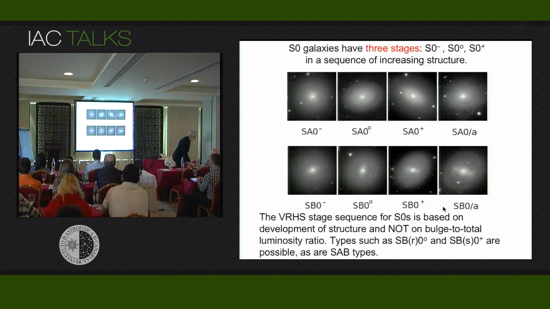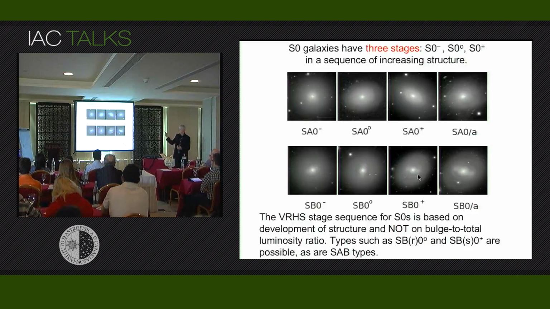On the bottom, you see the SB0 de Vaucouleurs classifications going from relatively structureless barred galaxies to more structure in barred galaxies. And you can just barely see an inner ring in this barred galaxy. Now, some of these would be classified SB0 in the Carnegie Atlas.